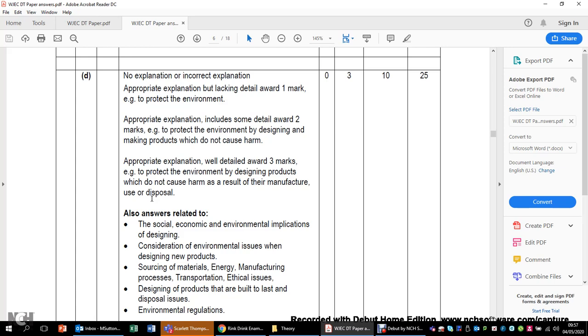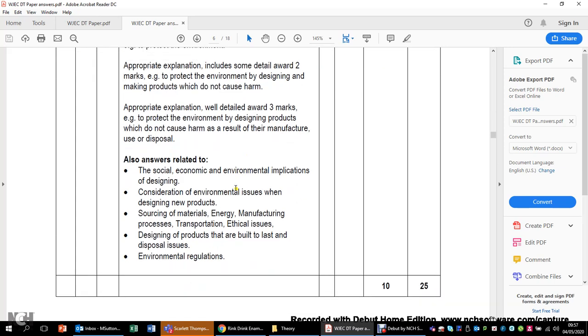Not many designers do that. It has to be said, and we really need to be doing it a lot more. The social and economic environmental implications of design. Considerations of environmental issues when designing new products, sourcing of materials, energy, manufacturing, transportation. You can see all of these bits come back to that life cycle analysis.